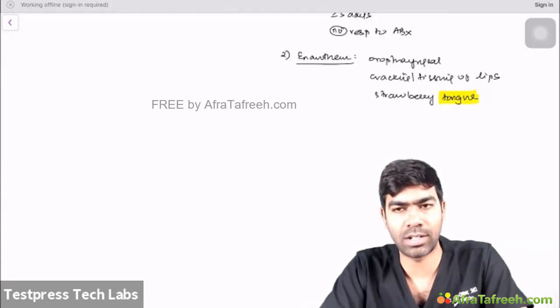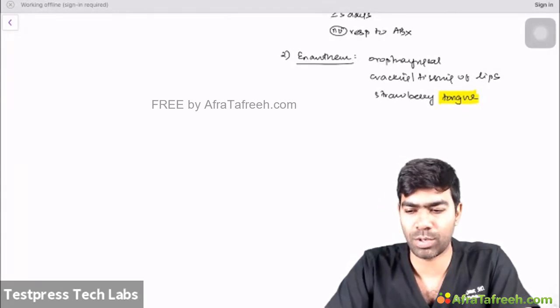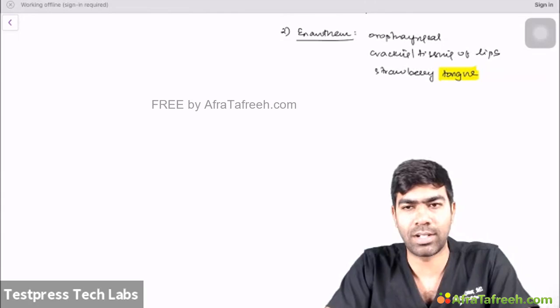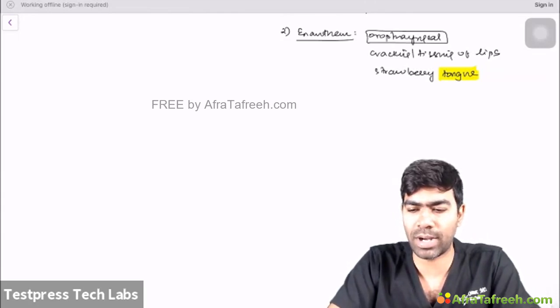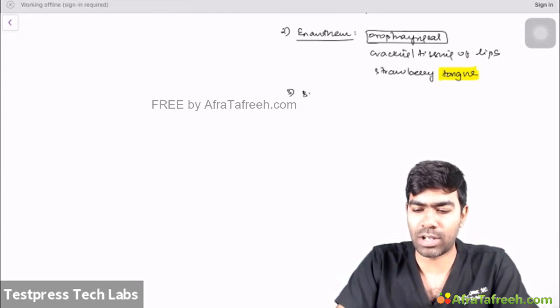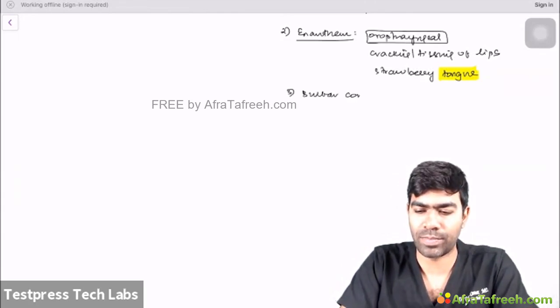So strawberry tongue is a very important feature of Kawasaki once upon a time. And really these patients' tongue looks like strawberry. That's the take home point. So these are the oropharyngeal manifestations, enanthems that these patients can get. And third, they will get bulbar conjunctivitis, the bulbar conjunctiva.